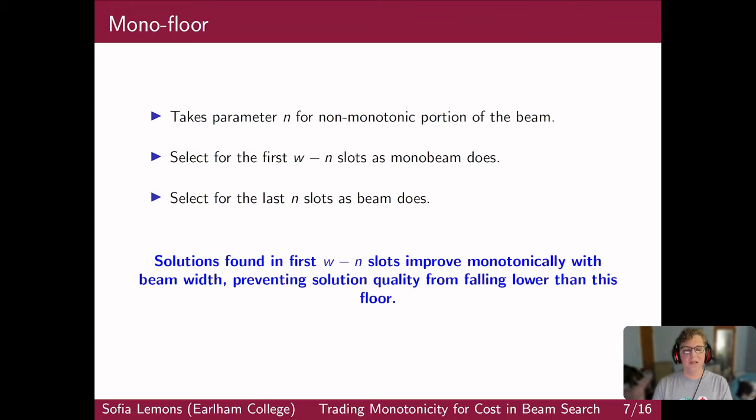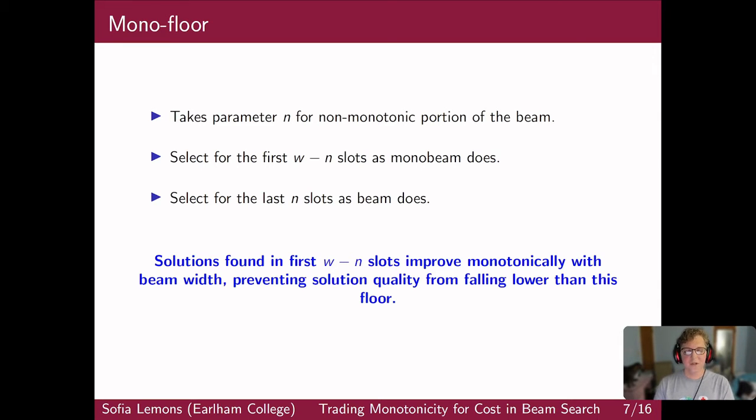Then it selects for the last n slots in the same manner as beam search does, significantly less restricted. It can select among the successors of any nodes on the previous level of the beam and does so in just a purely best first manner.